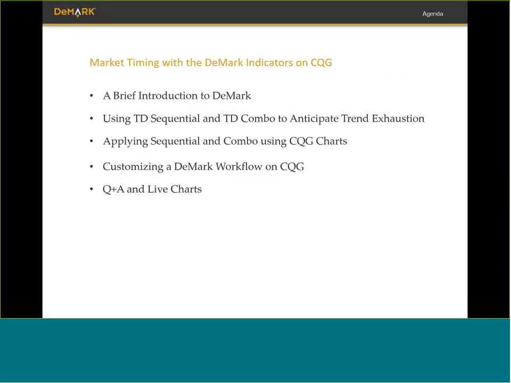So our agenda today, we're going to take a brief introduction to DeMark. We're going to talk about who is Tom DeMark? Where did these indicators come from? What are the concepts that we're looking at with the tools? We're going to talk briefly about TD Sequential and TD Combo, which are the two DeMark studies that are probably the cornerstones, the ones that, if you know about Tom DeMark, you probably know about Sequential and Combo. Then we're going to dive into the CQG platform to look at actually applying TD Sequential and TD Combo using CQG charts. We're going to look through a few chart examples, a few markets.